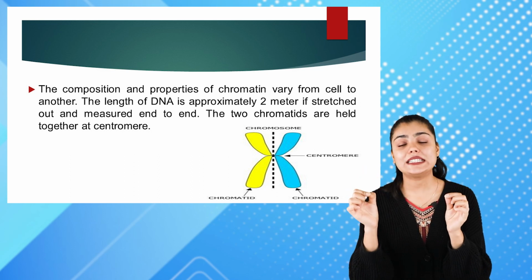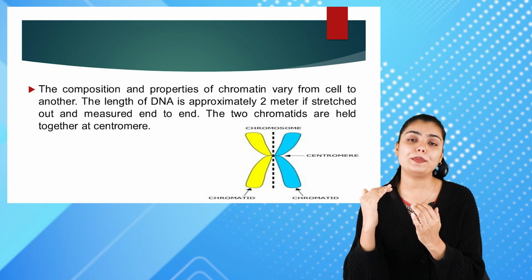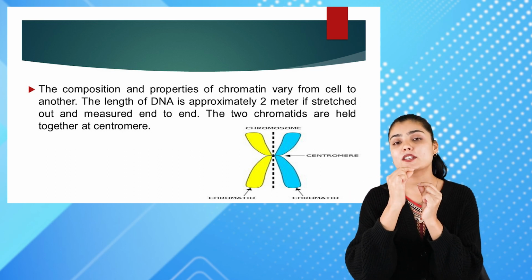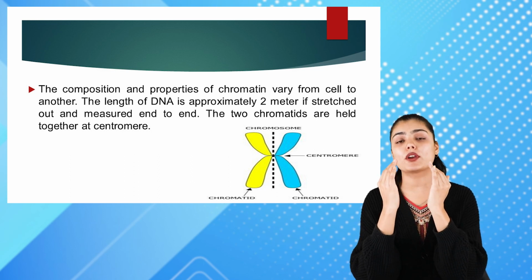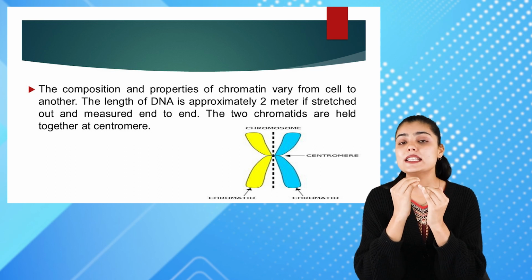When we take out the DNA and examine it, it is more than 2 meters long. The length of the DNA is around 2 meters. Therefore, it has to be condensed in order to fit inside the nucleus, right? So there is condensed chromatin.